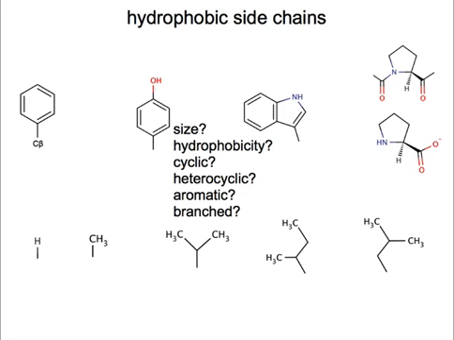What are the amino acid sizes? What are their relative hydrophobicities? Are they cyclic? Are they heterocyclic? Do they have shared pi electron systems? Are they aromatic? Are they branched? At what carbons are they branched? These are some of the categories that we could use to organize our thinking about amino acid side chains.